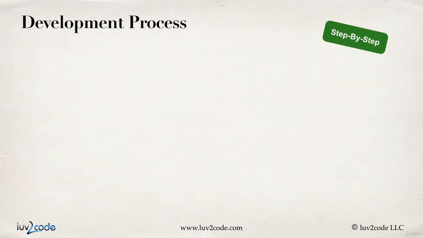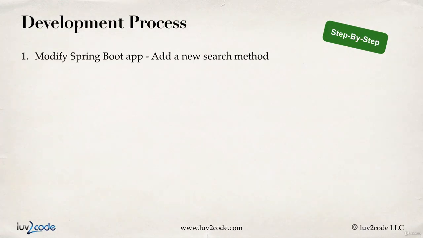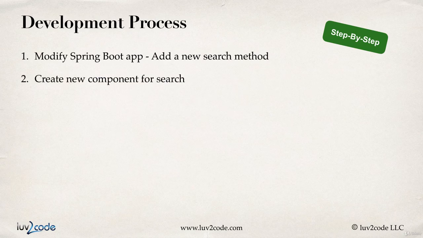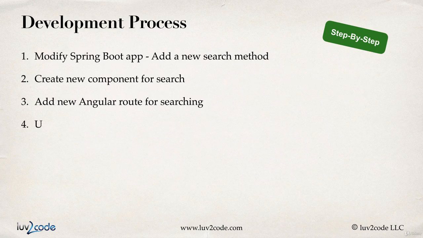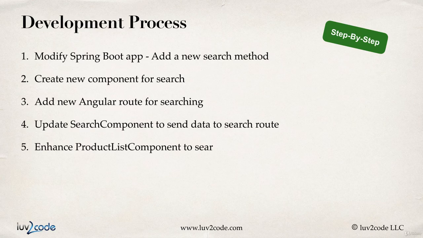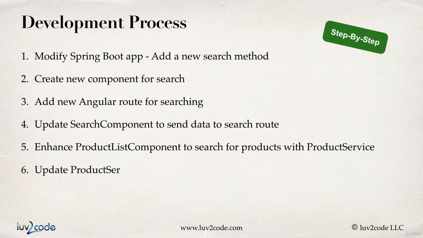All right, so let's go ahead and look at the development process. The first thing we'll do is modify our Spring Boot app. We'll add a new search method. We'll also create a new component for searching. We'll also add a new Angular route for searching. And then we'll update our search component to send data to the search route. Next, we'll enhance our product list component to search for products with the product service. And then finally, we'll update our product service to call the URL on the Spring Boot application.